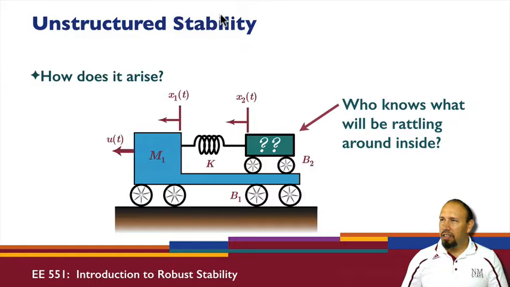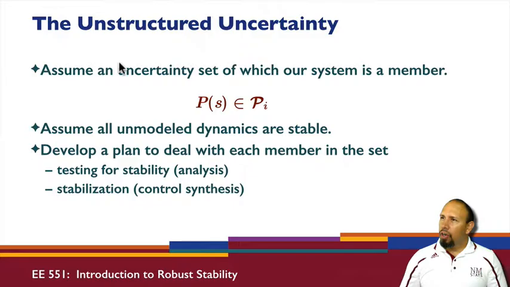This is an example. Now we're going to assume an uncertainty set in which our system is a member. So PI is the uncertainty set. It is a set of systems that is not completely uncertain. We want to find a set like this, such that our system is in that uncertainty set. So we make this assumption. You've got to start somewhere. We make this assumption of this uncertainty set.